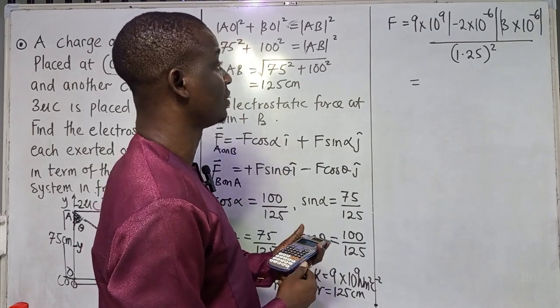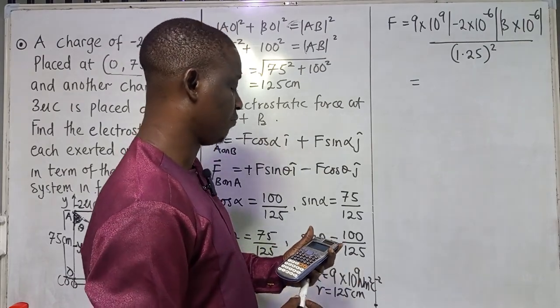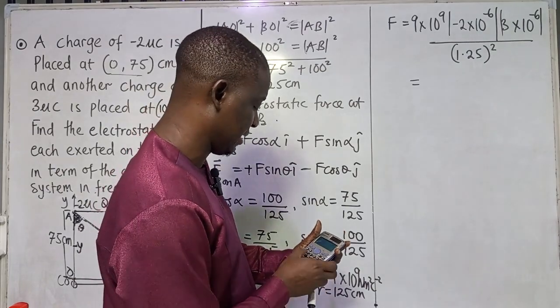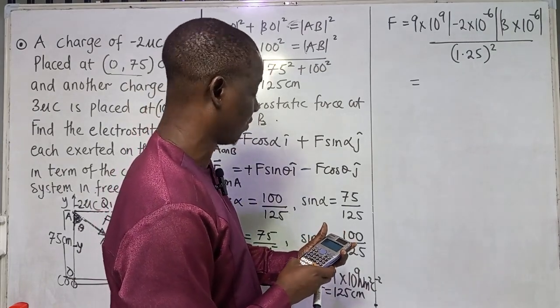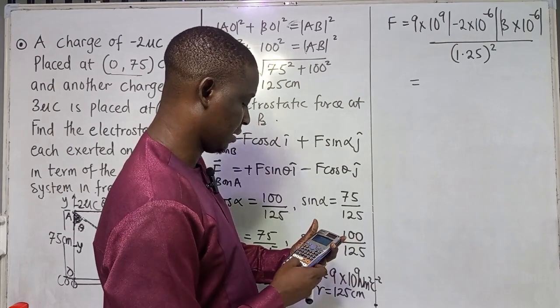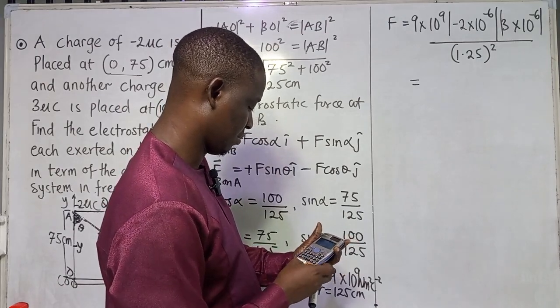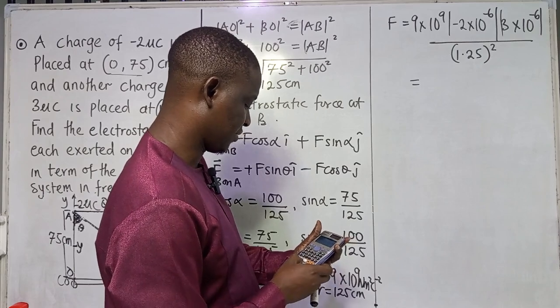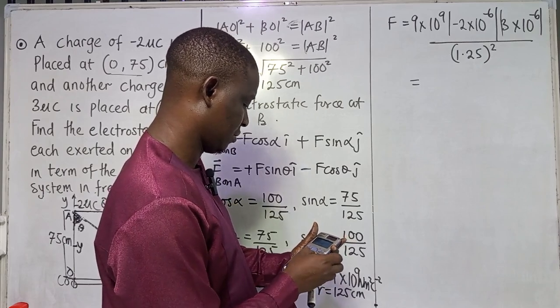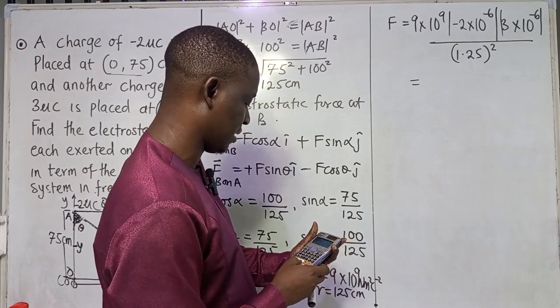So this will give us 34. Then let us do our calculation. Okay, let me use it like this, 3 times 3 times 10 to the power of what? There's something I want to confirm so that I will not make a mistake.